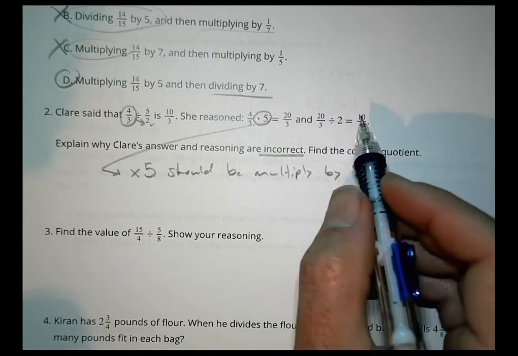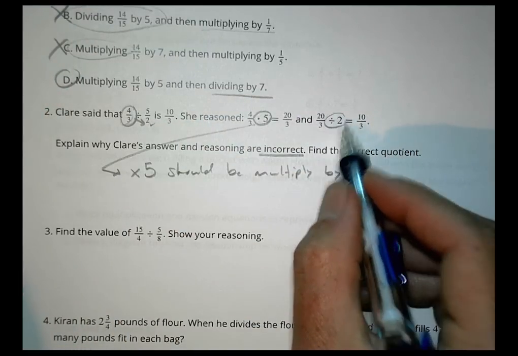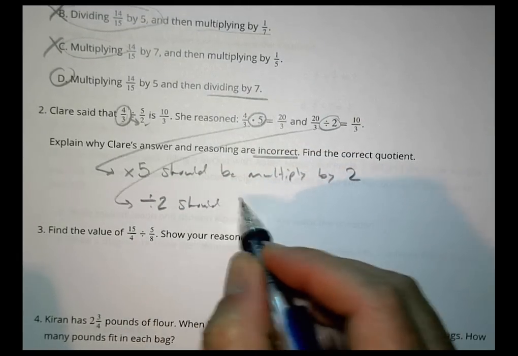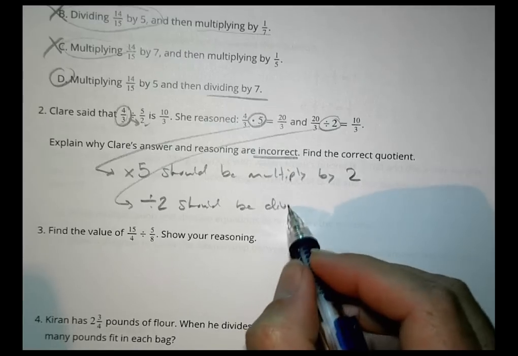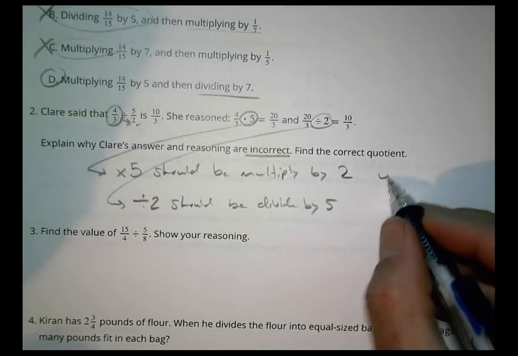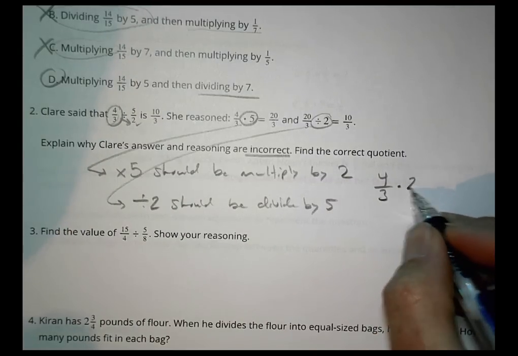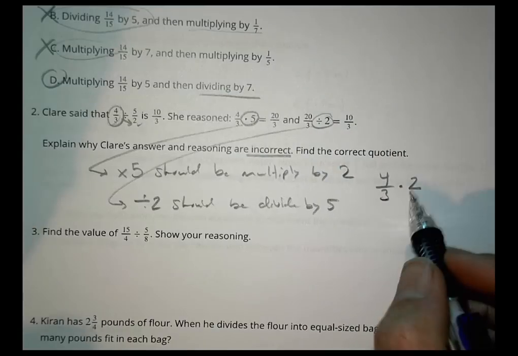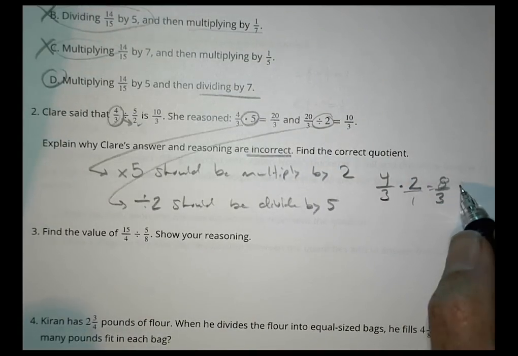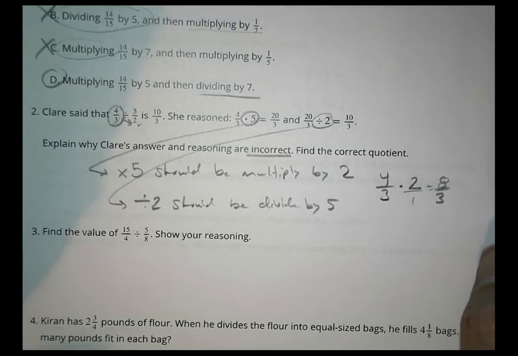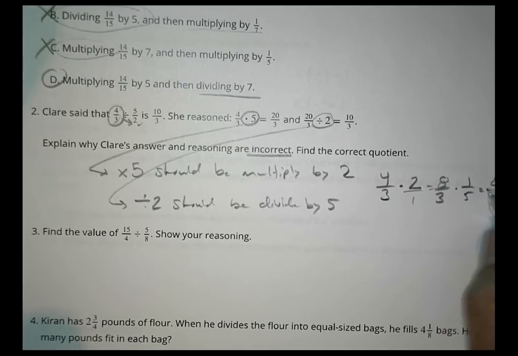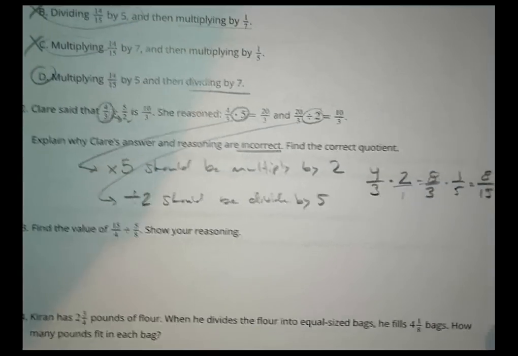The second mistake is when she divides by 2. That should be divide by 5. All right, let's show this here. It should be 4/3 times 2, the bottom one there, which doesn't reduce. That becomes 8/3. And then we multiply by the reciprocal, or we divide by the numerator, which is 5. And so you end up with 8/15. That's what should have happened.